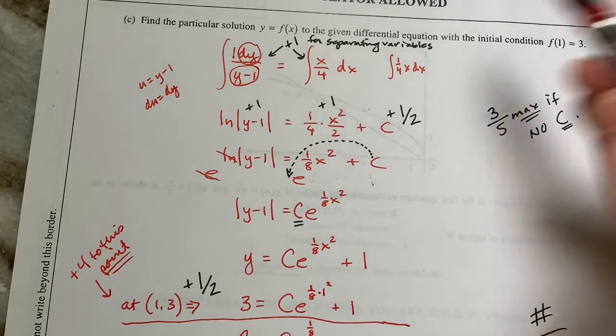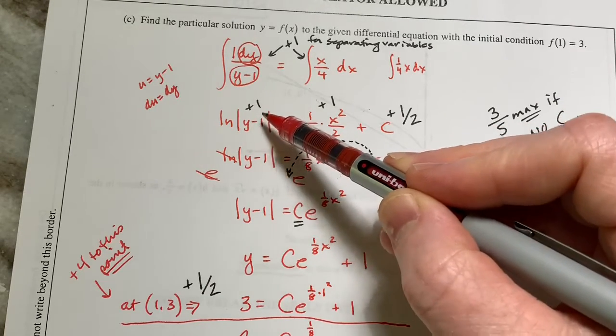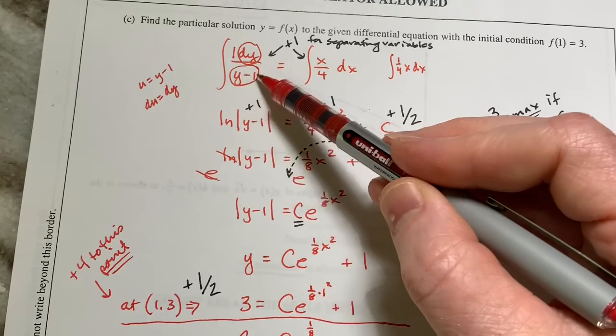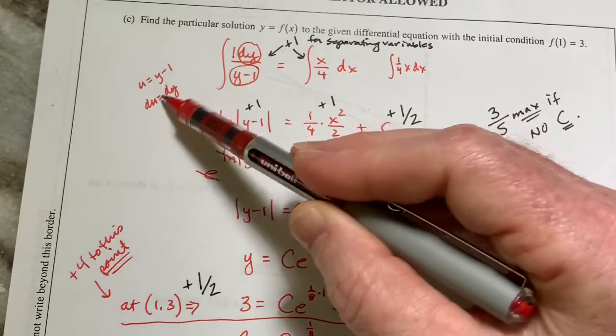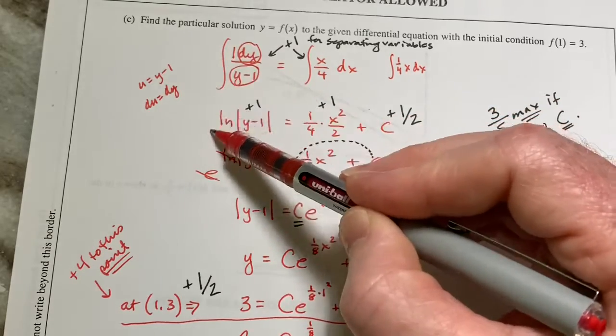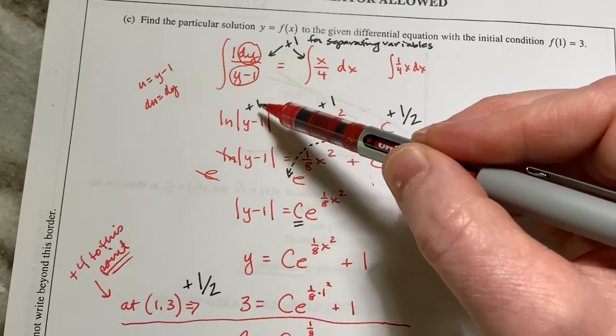So I didn't show all those steps because all AP gives you credit for is that. Make sure you're careful with that. If I would have made this 3y minus 1, then I would have ended up having a 3 dy there and a 1/3 on the outside. Be careful about that and the u substitution. All right, so now I got a point for that.